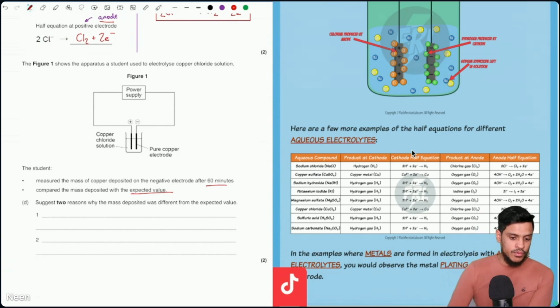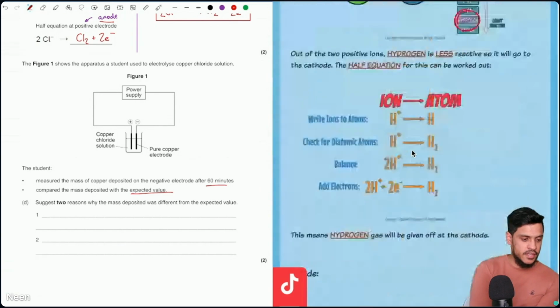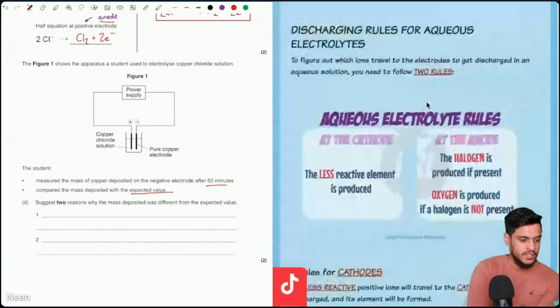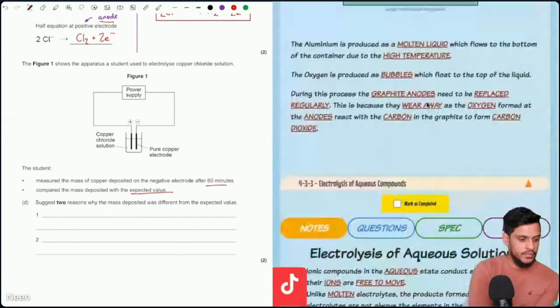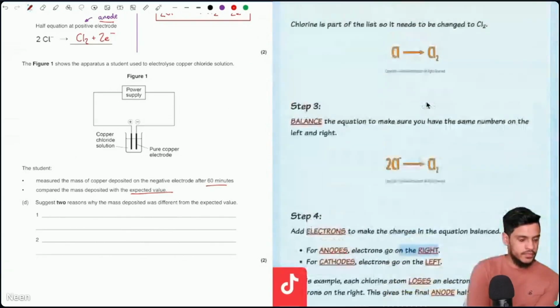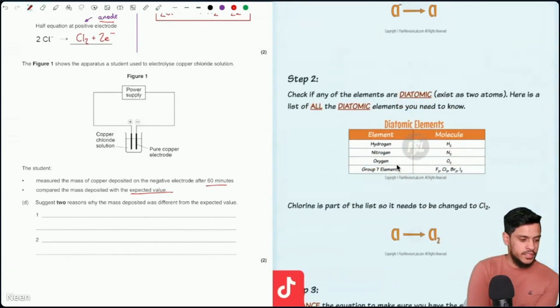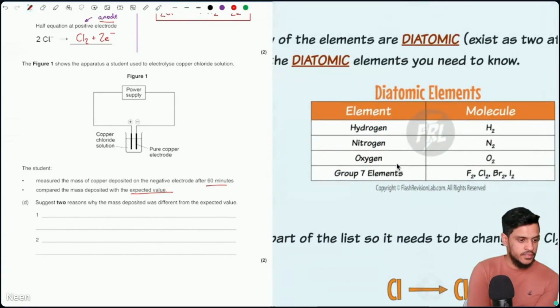Lucy asks, is all group 7 diatomic? Yes, it is. All of group 7 is diatomic. So everything in this table, if I can find it. Yeah, these are the ones that you need to know for GCSE. So hydrogen, nitrogen, oxygen, all of group 7, all diatomic.